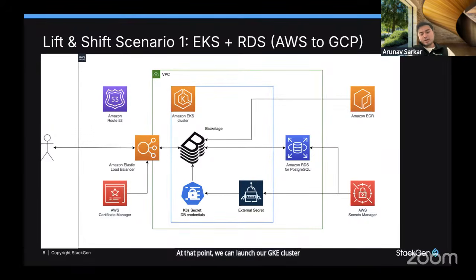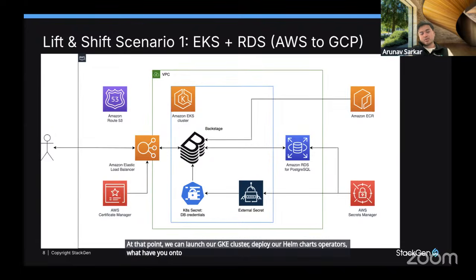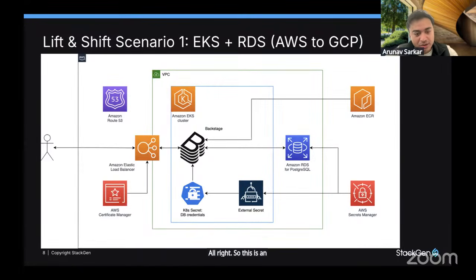Deploy our Helm charts, operators, what have you, onto the cluster, point it to Google's Cloud SQL, and then we'll basically be good. Maybe there are a few stateful apps where we're going to run into issues, but for the most part, this is going to be a pretty smooth transition. All right, so this is an example of where lift and shift makes total sense, okay?